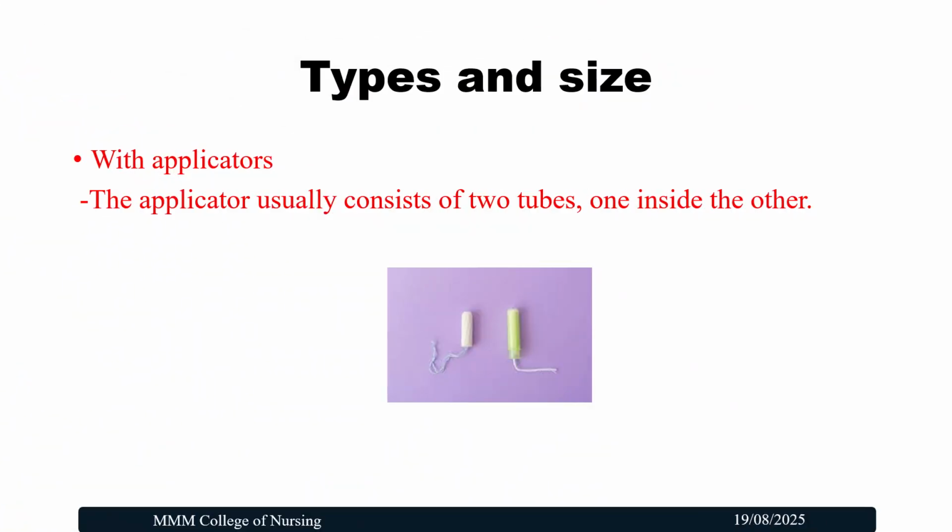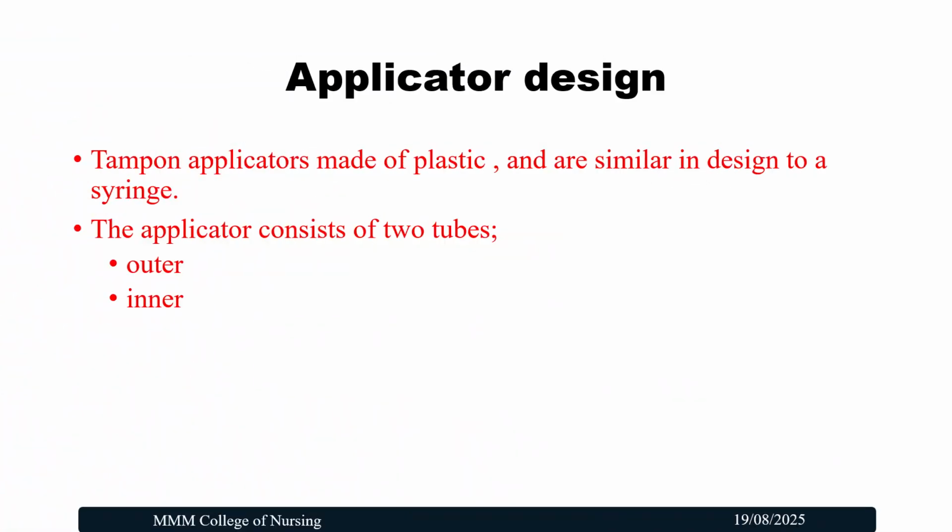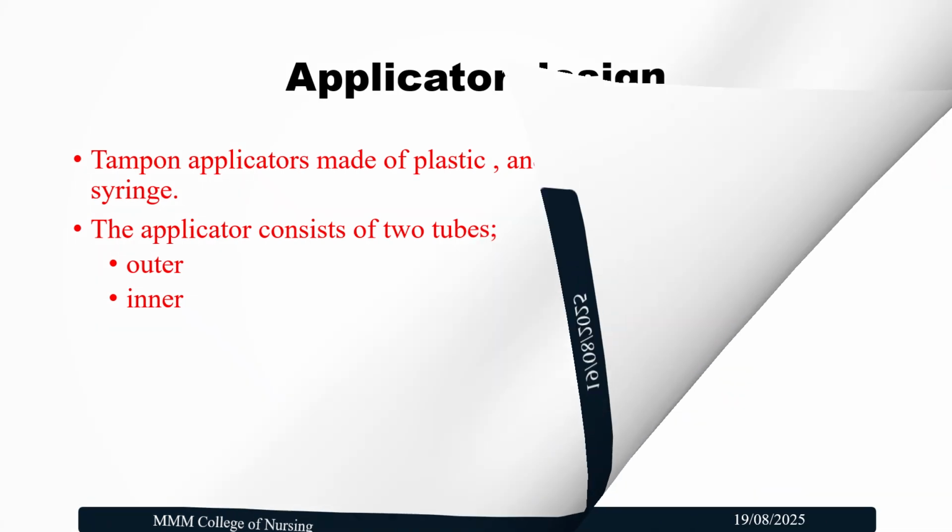Types and sizes of the tampons. With the applicator, it usually consists of two tubes, one inside the other. Applicator design: tampon applicators are made of plastic and are similar in design to a syringe. The applicator consists of two tubes, one outer and the other inner.